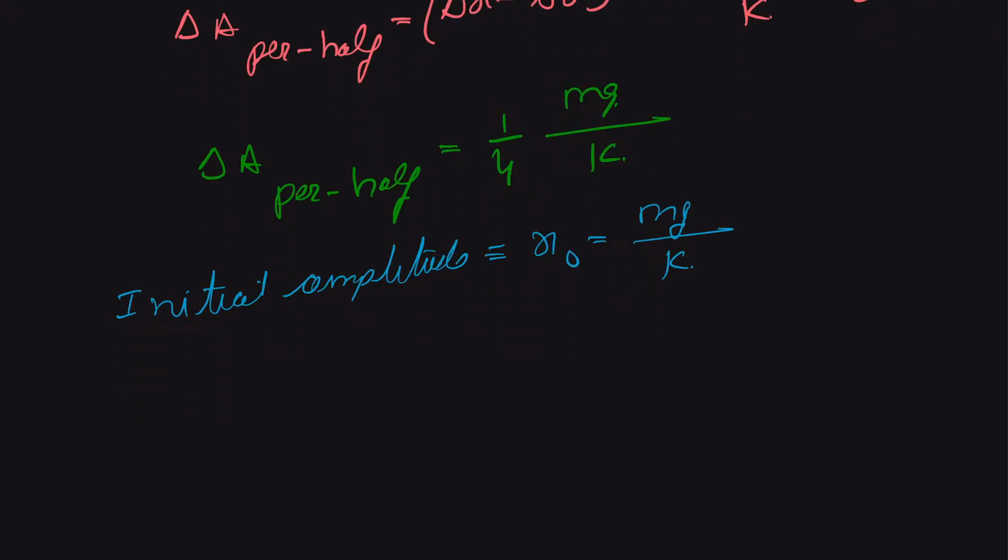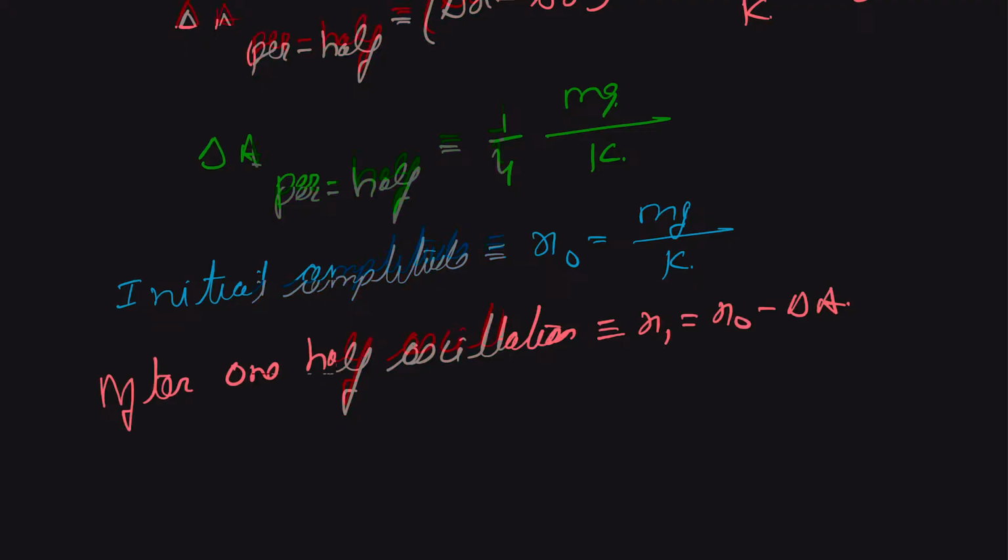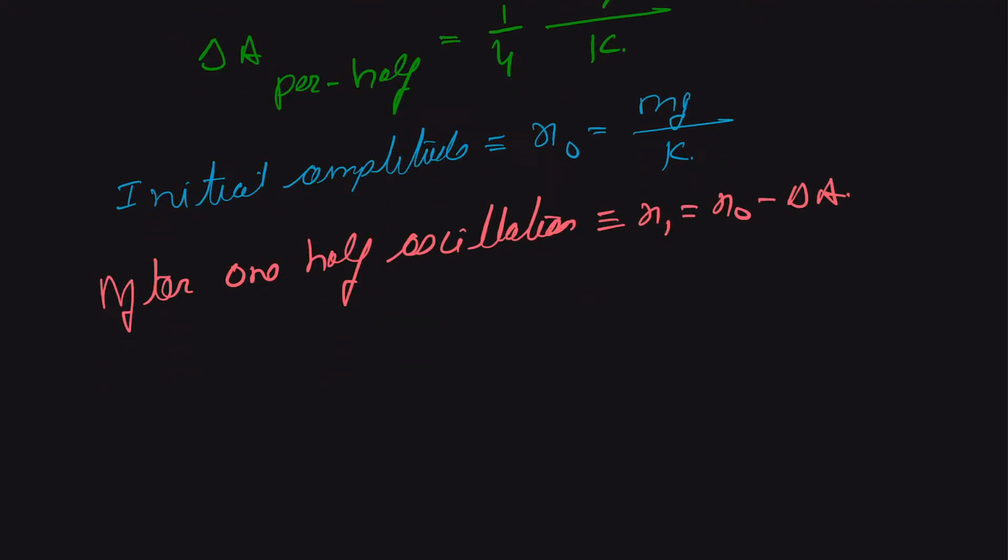And after one half oscillation, let us call that amplitude x of 1, so that will be equal to x naught minus delta A. So we can easily solve it. So we get this as our x of 1, and we have mg upon k minus 1 by 4 mg upon k. So this gives us 3 by 4 mg upon k.